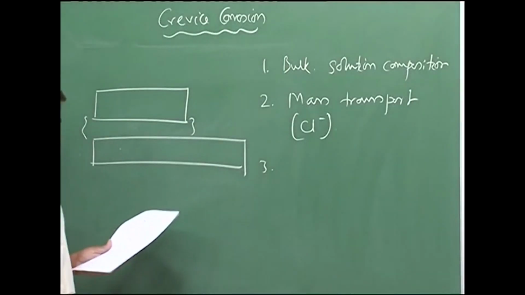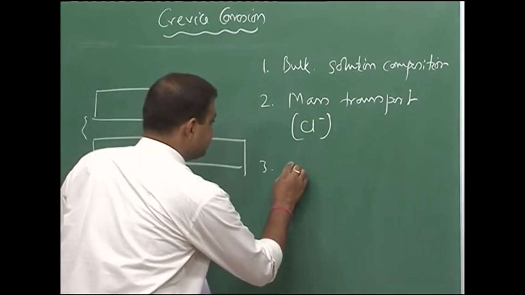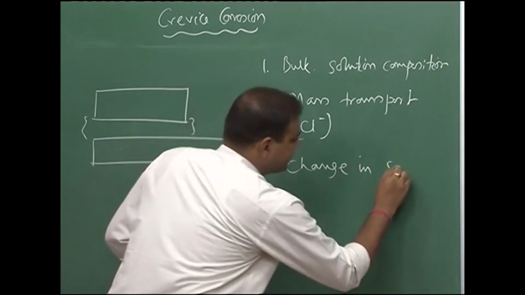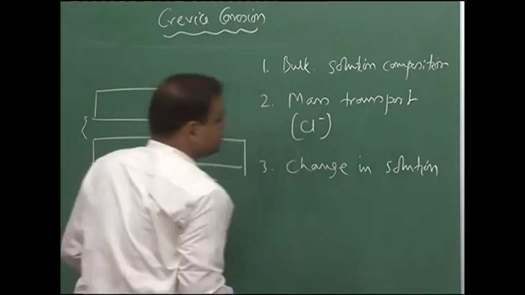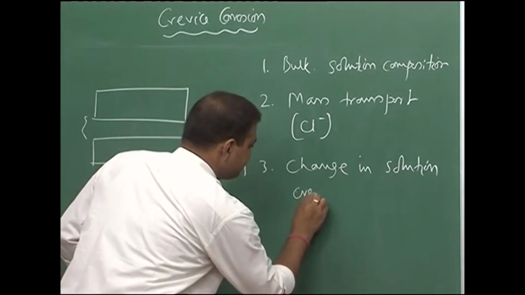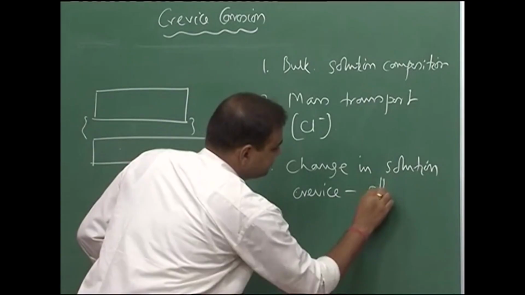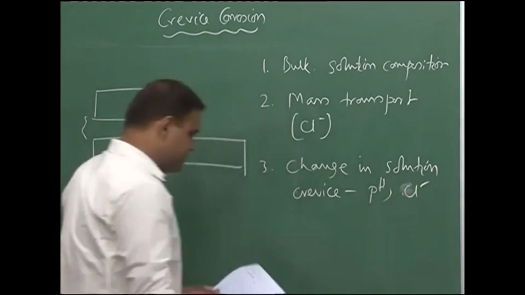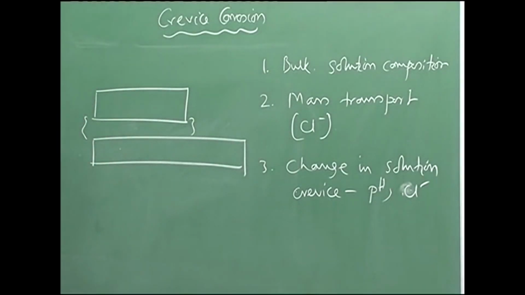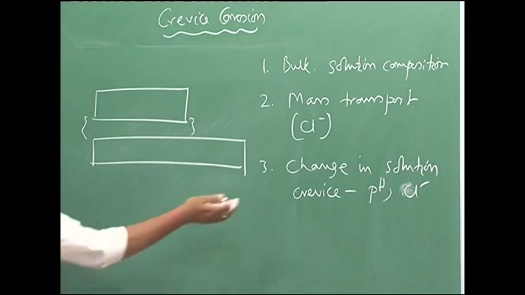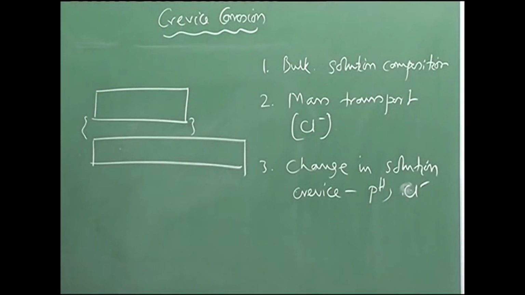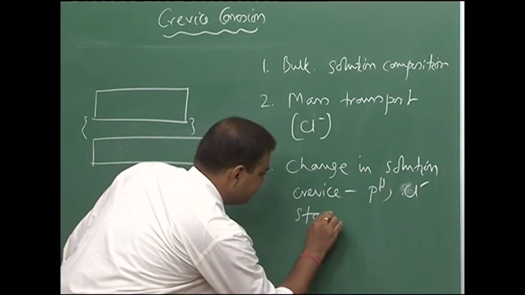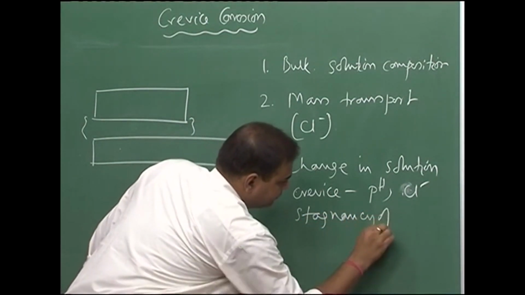Third factor, we can have the change in crevice solution nature, change in solution in the crevice. It means change in pH, change in chlorine ion concentration. All those factors, all those effects, all those issues can determine the crevice attack. Or it could be such that the stagnancy of solution.